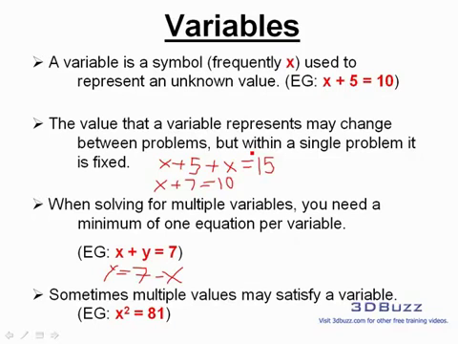And finally, the final point is that sometimes multiple values may satisfy a variable. So, in this example, if you had minus 9, or if you had 9, both would satisfy x. Because negative 9 times negative 9 is going to be 81, same as 9 times 9. So, if you were solving that, you could say that x equals negative 9 or 9, but not that x equals negative 9 and 9, because it can only have one value. One or the other.